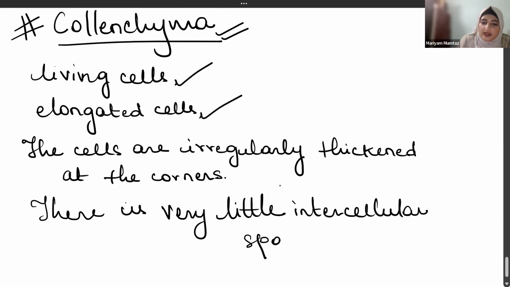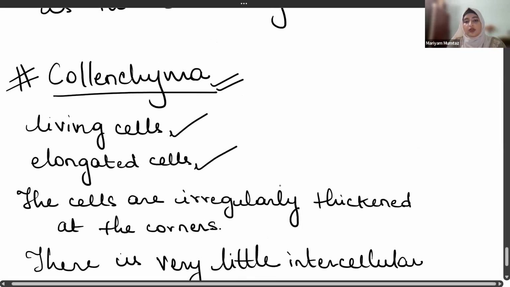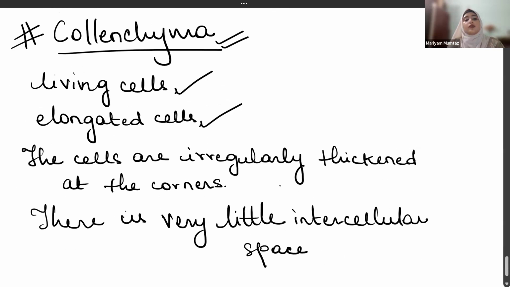Intercellular space. Meaning in between the two cells, the space is very less. Less space is given in the case of collenchyma. Is it clear? So collenchyma is the second type of simple permanent tissue. First was parenchyma, and then we have sclerenchyma. Is it clear, Rima? You can note these things down.